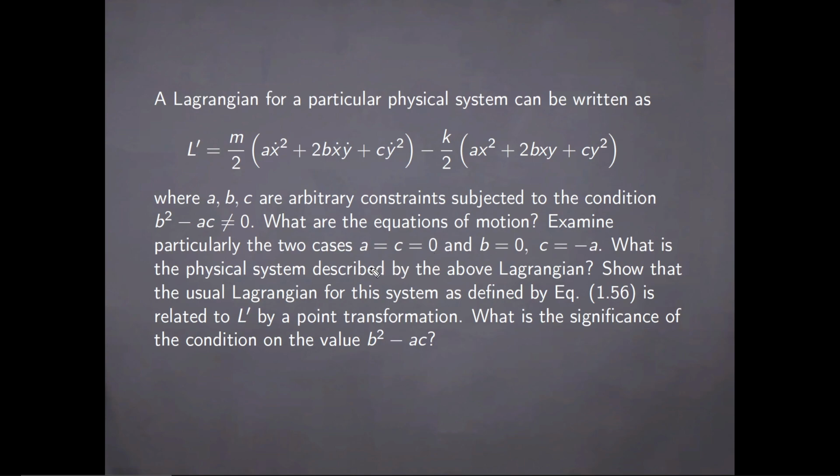Examine particularly the two cases A being equal to C being equal to zero and B being equal to zero with C being equal to minus A. What is the physical system described by the above Lagrangian? Show that the usual Lagrangian for the system as defined by equation 156 is related to L prime by a point transformation. What is the significance of the condition on the value B squared minus AC?